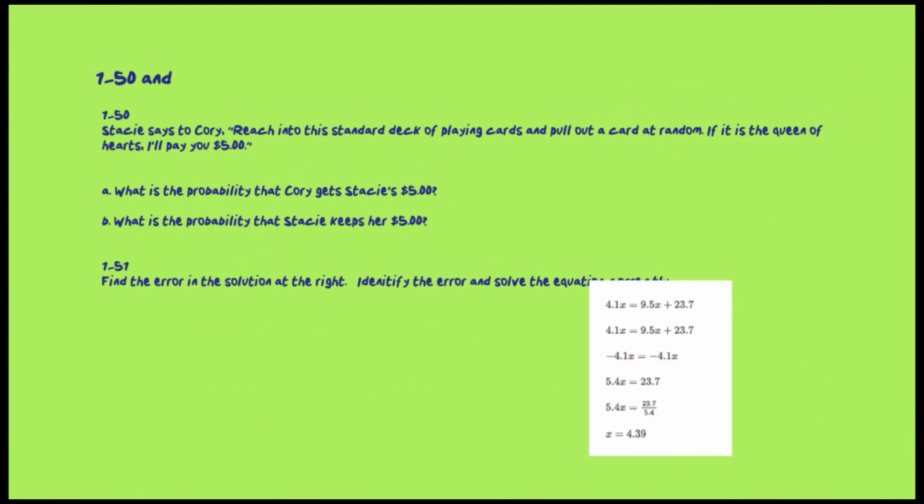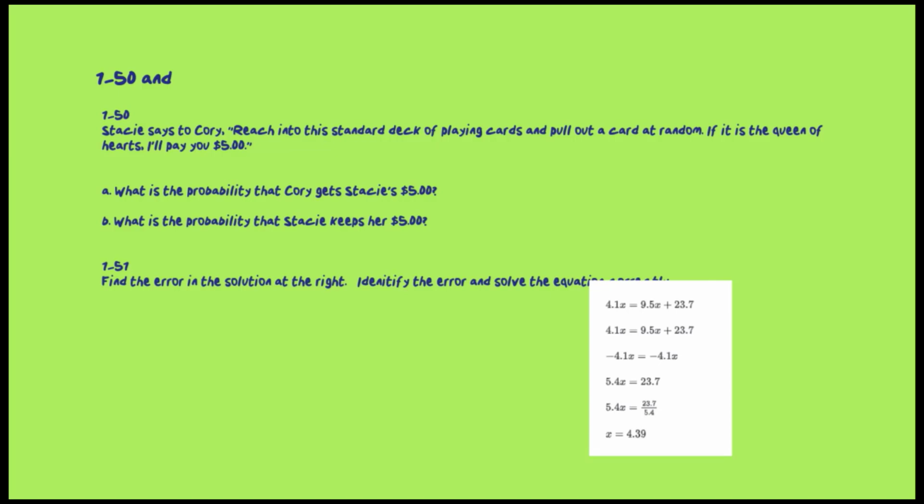Okay, so these two questions are actually pretty quick, so I'm just going to touch on them. You know, this is probability. 1-50 is just probability. So Stacy says to Corey, reach into the standard deck of playing cards and pull out a card at random. If it is the Queen of Hearts, I'll pay you $5. What's the probability that Corey gets Stacy's $5?